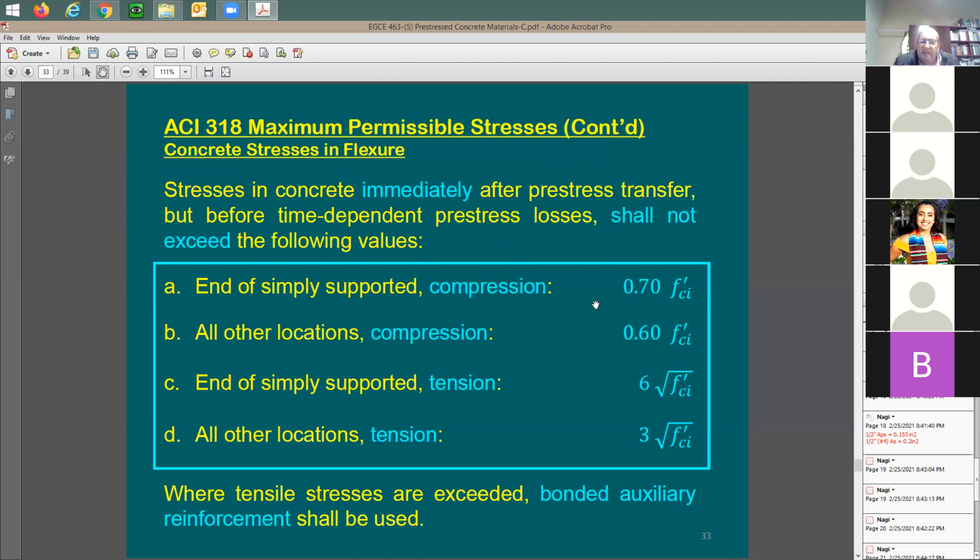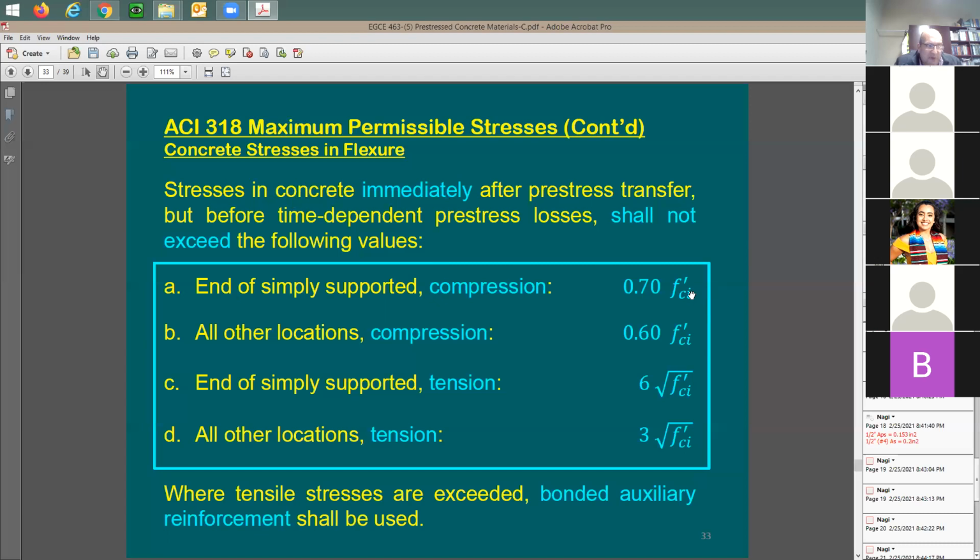I'd like to have a standalone slide for the code limits when it comes to concrete stress. This slide here is about the allowed stresses within the concrete, whether it's going to be tension or compression, right at the time of the initial pre-stress, immediately after pre-stress transfer. Also to confirm this, once you see here f'ci, you're going to say initial pre-stress, right? At the time of the initial pre-stress. This value here says end of simply supported in compression. You have 70% of f'ci.